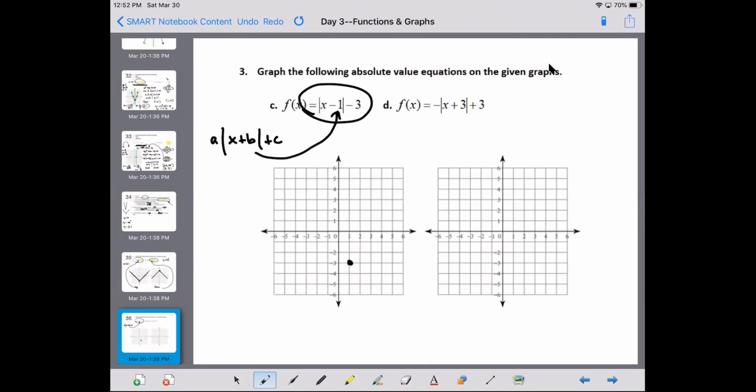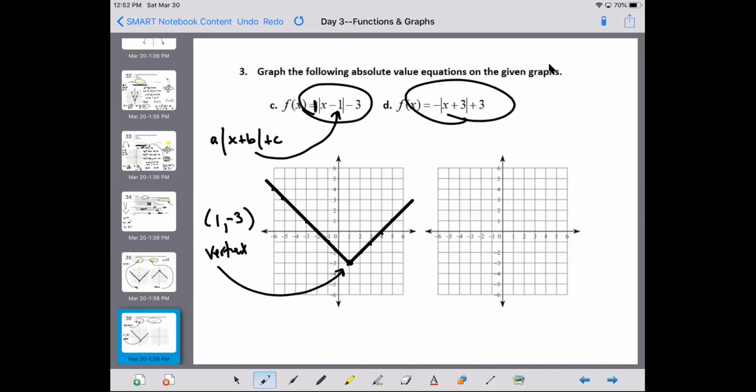And since A is 1, then we know that we're going 1 to 1 on either side there. And this is just a transformation. It moved to the right 1, down 3. So this is the vertex of your absolute value graph. Over here, the A value is negative, so we know it's going to open down.